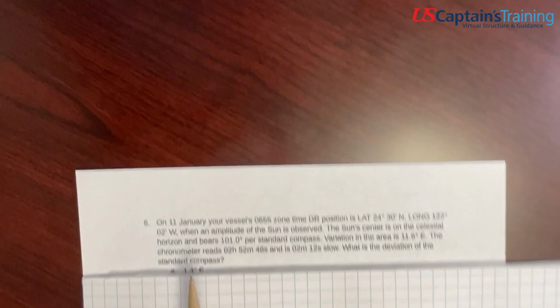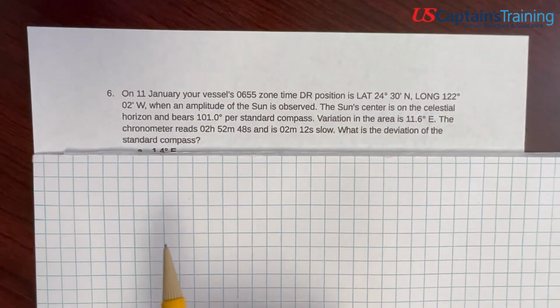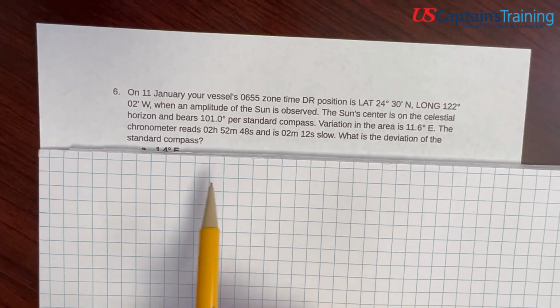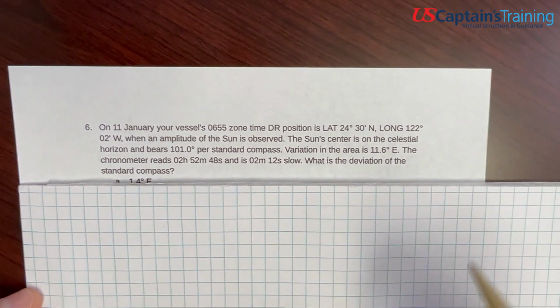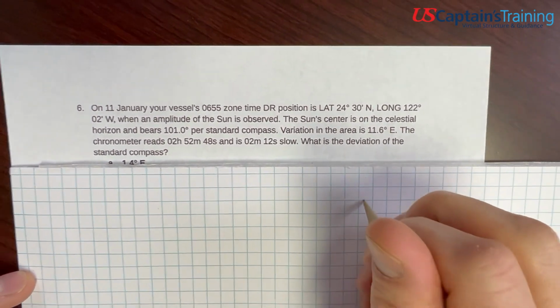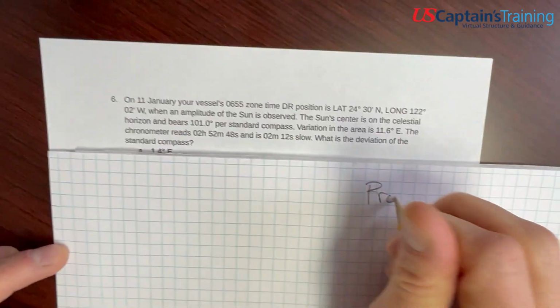All right, let's solve practice problem 6. We're going to solve for deviation using the amplitude of the sun when it's on the celestial horizon. So this is problem 6. Let's jot that down.